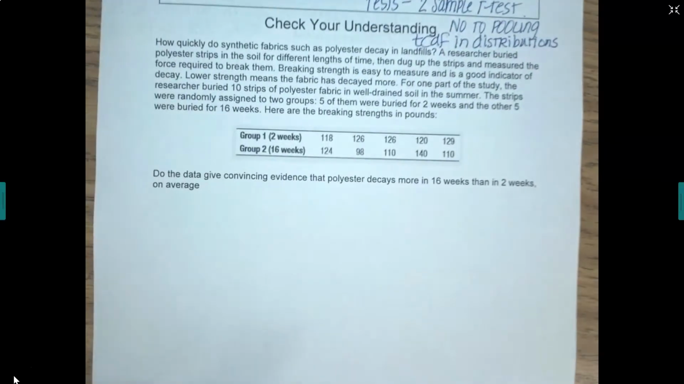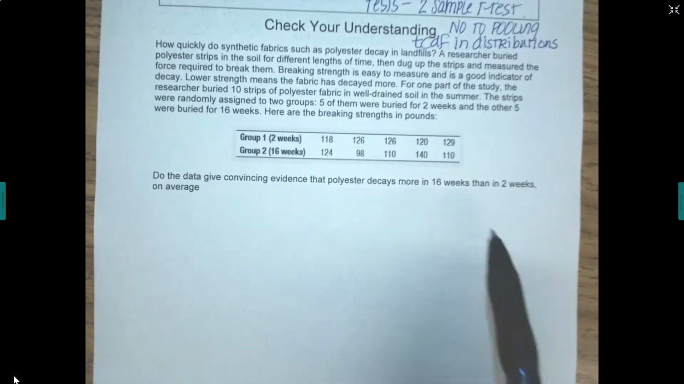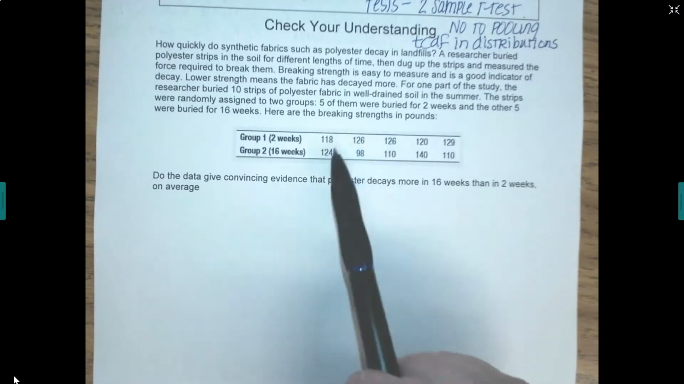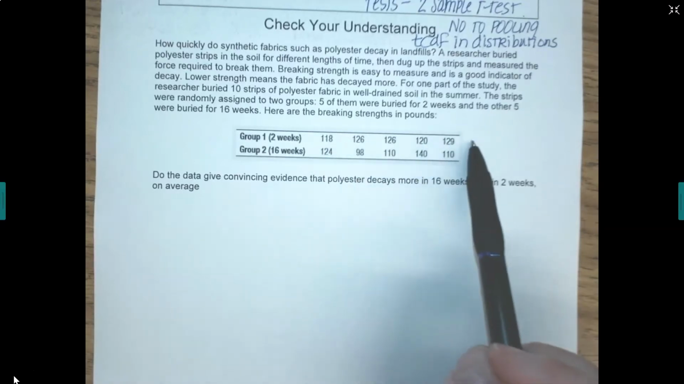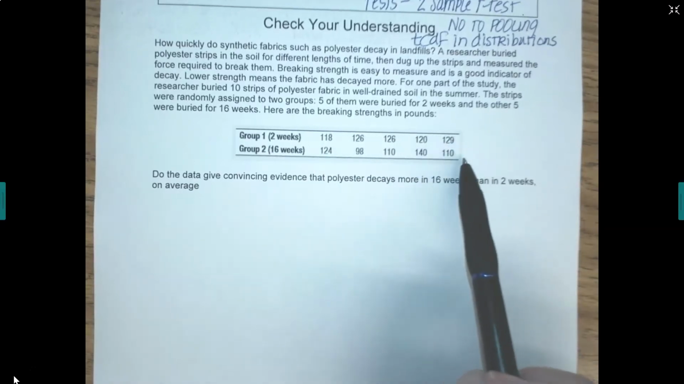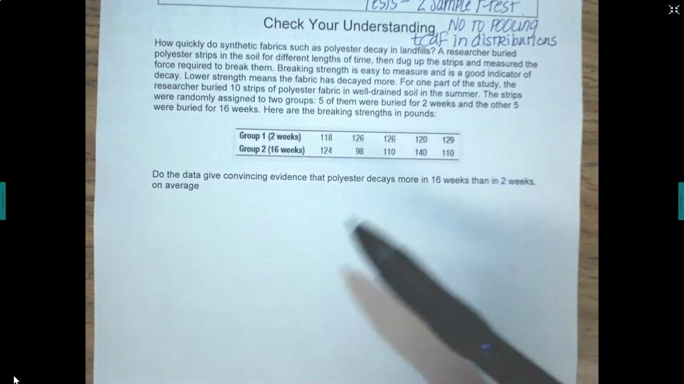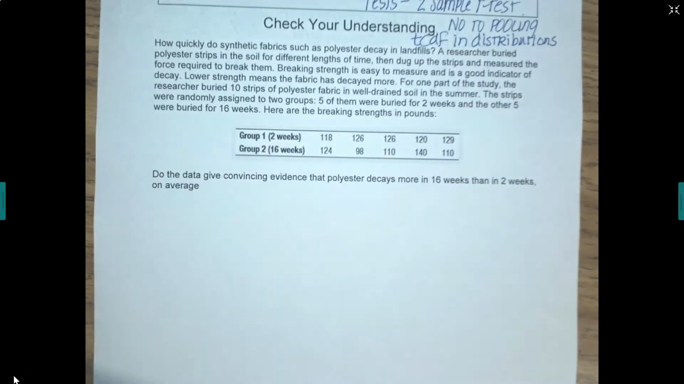Now I want you to try the check your understanding. All your statistics will come from here. You've got to run these separately. Run one variable statistics on each group to get your statistics that you're going to use for your 4-step process.